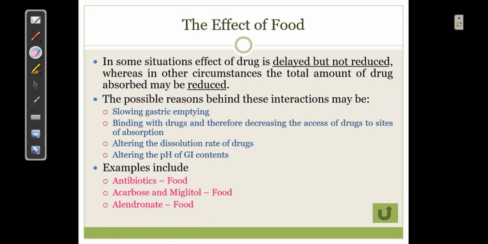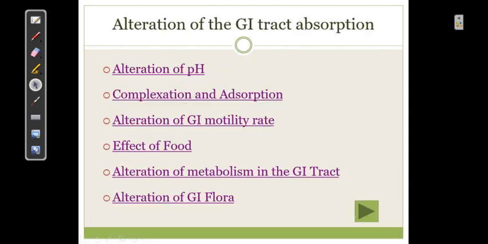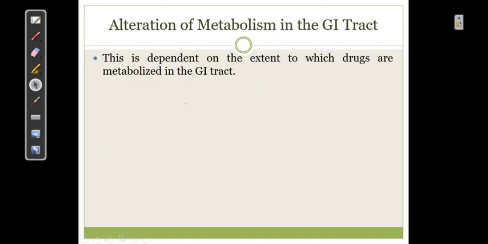So we have gone through various important examples in this category, effect of food: anti-diabetic drugs, antibiotics, and some drugs like alendronate. These are very important examples which we have discussed under this heading. Moving toward the next, alteration of metabolism in the GI tract, right. Normally you consider the liver as the organ of metabolism, and that is very true also.